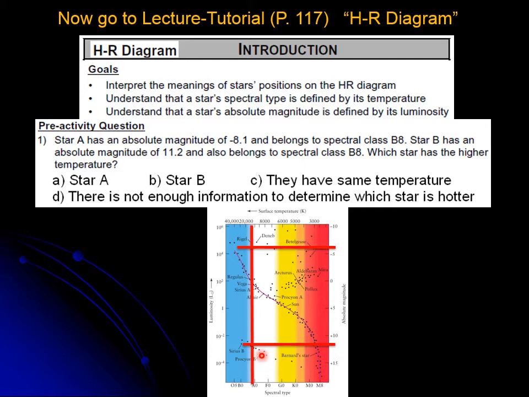So the question is, which star has the highest temperature, A or B? Well, it turns out that temperature is related to the spectral type. Since both of them are of spectral type B8, both of them correspond to a temperature of about 10,000 or so degrees Kelvin. So the answer is they have the same temperature.